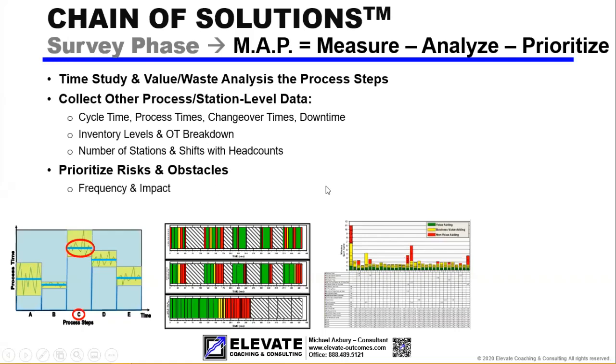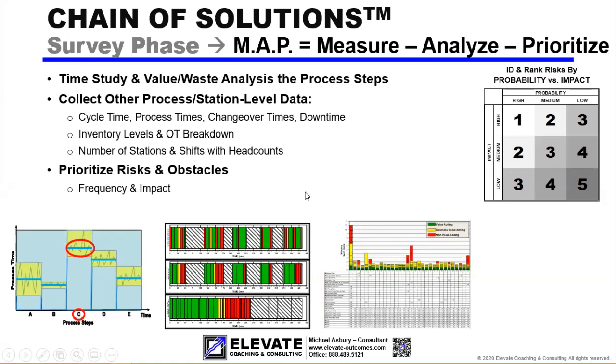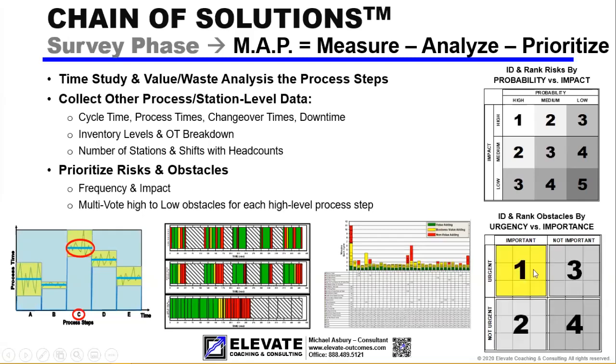Now, let's look at frequency and impact of our obstacles and our wastes, and then multi-vote with the subject matter experts from high to low on each of our obstacles, and we're going to organize those based on the high level process steps so we know which ones to prioritize. Okay, and then we can basically prioritize them as urgent versus important. And you would start with the quadrant for urgent and important, then go to important, not urgent, and so on.